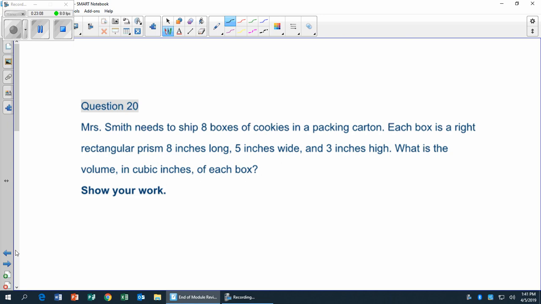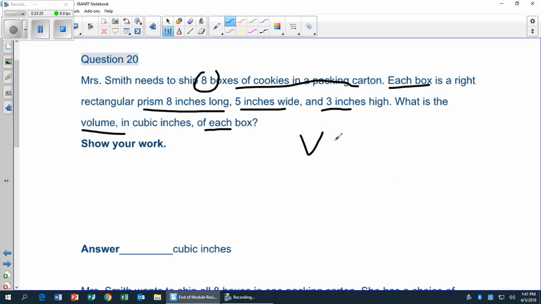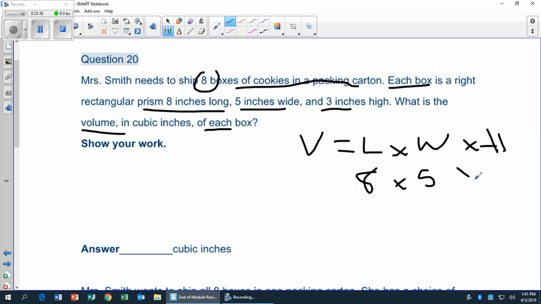Next, we have Mrs. Smith, and she needs to ship 8 boxes of cookies in a packing carton. Each box is 8 long, 5 wide, 3 high. What's the volume of each box? Not all of them together, just each box. So volume equals length times width times height, and each box is 8 times 5 times 3. And when I solve that out, I end up with 120. That's the first part of that question.